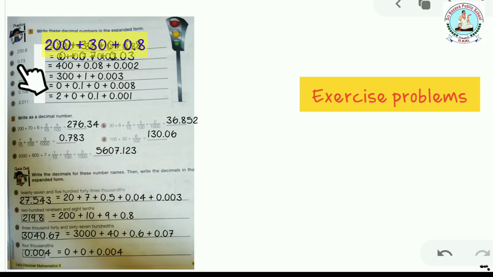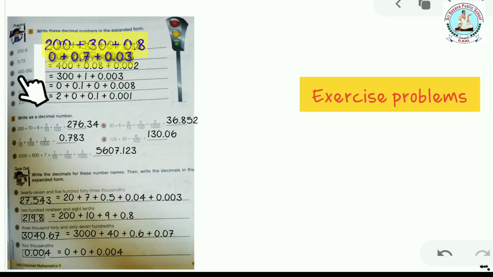Next number is 0.73. The place value of 0 is 0 itself, the place value of 7 is 0.7, and the place value of 3 is 0.03. Okay. Next, it is 400.082.